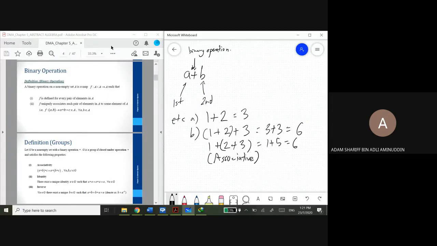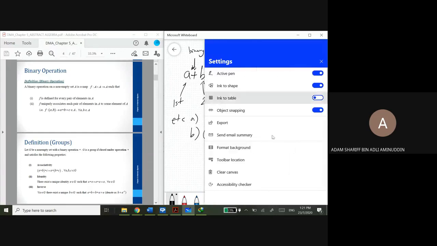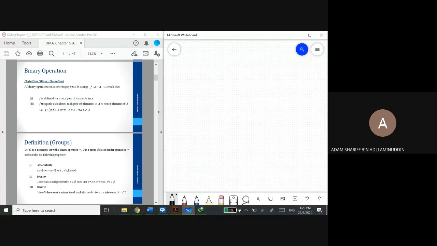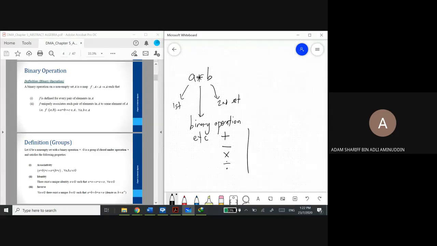Okay? Hence, to sum up this subsection, a binary operation can be defined as A star B. Again, A is from the first set, B is from the second set, and the star is the binary operation. This binary operation can be many operations. For example, just now we did plus. It can also be minus, multiply, division. Not only that, it can also be in terms of union, intersection, mutually exclusive, and various more operations can be represented in the binary form.